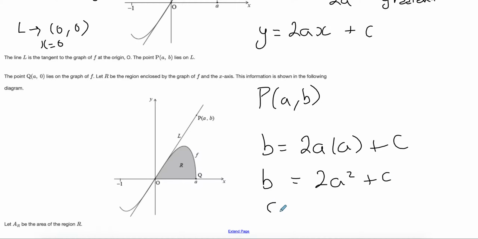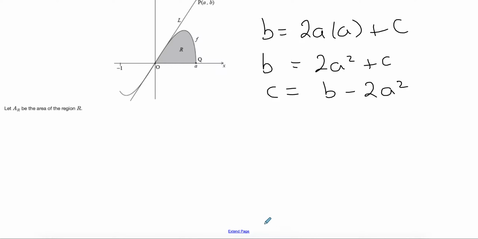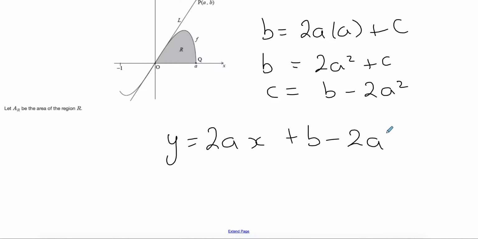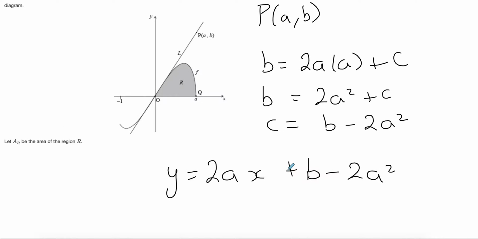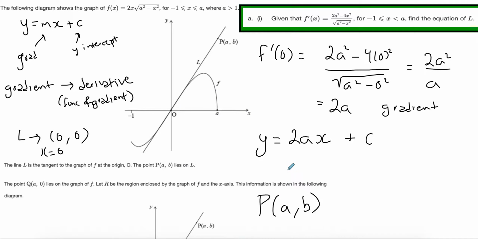And so actually your c value is b minus 2a squared. And so your final form would be y equals 2ax, so this was our m, plus c, so plus b minus 2a squared. Again, not something I'm convinced about, but the marking scheme has this anyways, and it might be useful in case you have a line that doesn't pass through the origin.